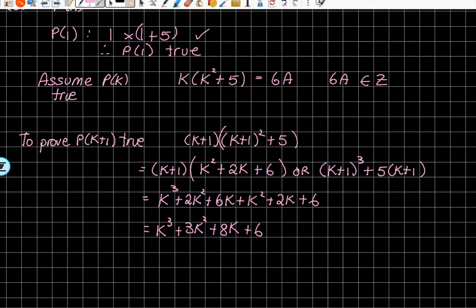What haven't we done yet? We haven't used PK, right? So up here, that's not in a very nice form. So now we probably will have to say that's K cubed plus 5K equals 6A. So can I replace the K cubed? Yep. So now I've got my 6A take 5K, plus 3K squared. Oh, I said squared, I wrote cubed.